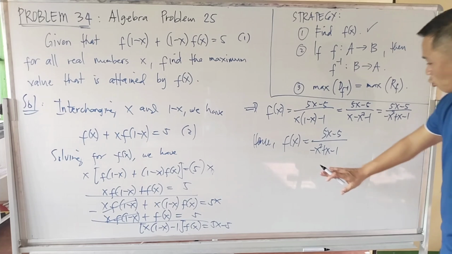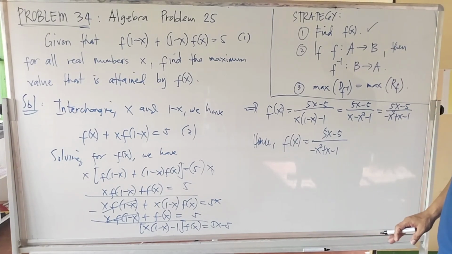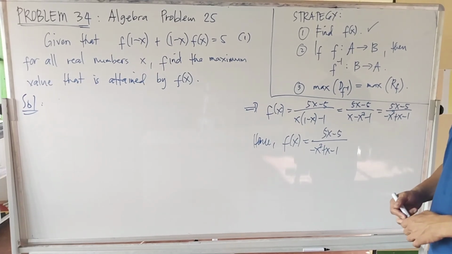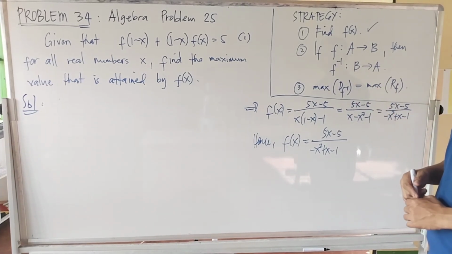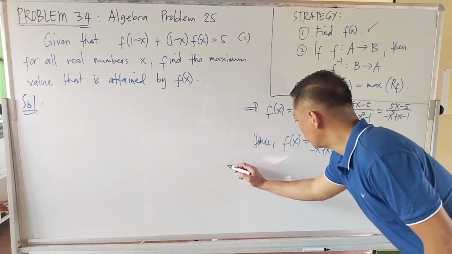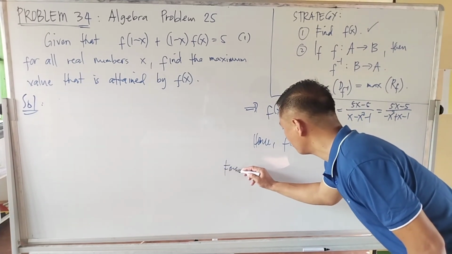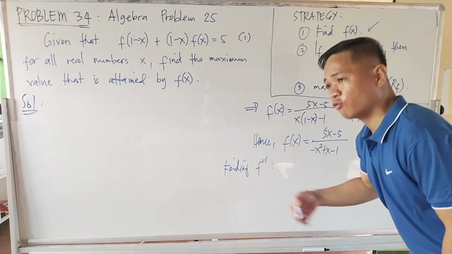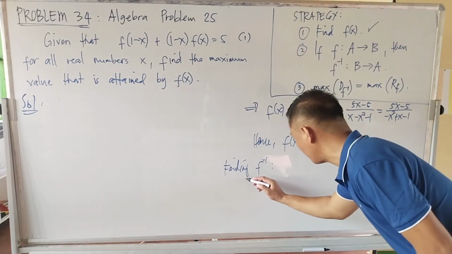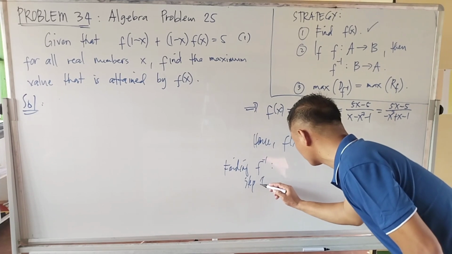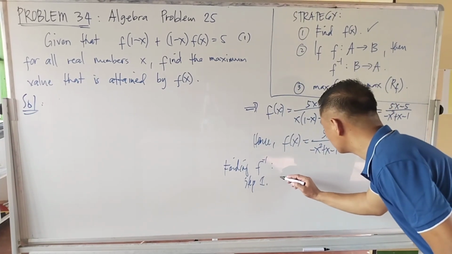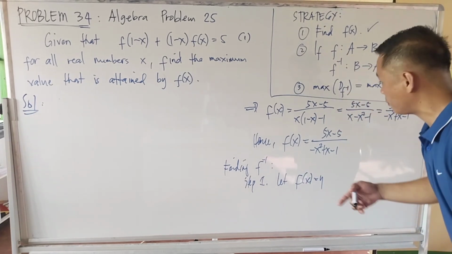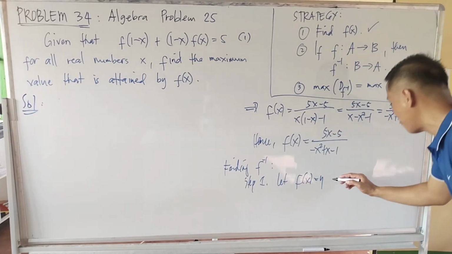So since we have a little space here, I'm going to clean up the board first. Okay, so let us now find the inverse function of a function f. So finding the f inverse, we need to follow some steps. So step 1, let f of x is equal to y. So we're going to replace f of x with y.